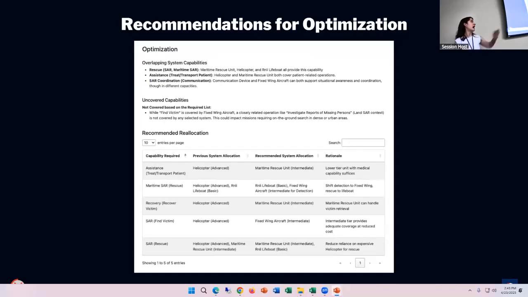So the first part at the top of the screenshot, we have information about the gaps and overlaps of the capabilities. The gaps being the capabilities within your portfolio that aren't covered by any system, and the overlaps being the systems that are covering the same capability. And then below that, we have the recommended reallocation of the systems covering particular capabilities to minimize the total operational costs.